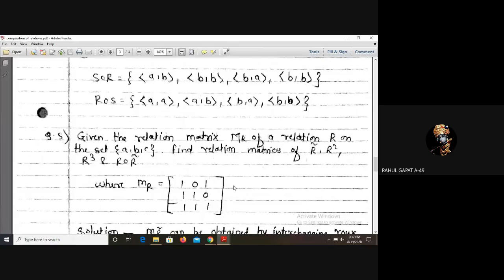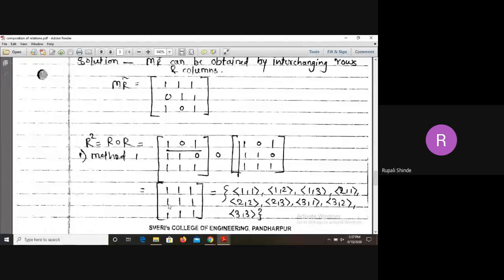First column is 1 1 1. Second column 1 1 1. Third column 1 1 1. So this is the first method to obtain the matrix for this composition.